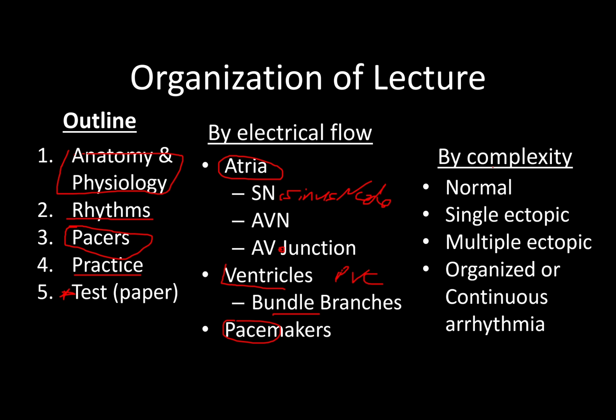Now, with the complexity part of it, within each of these electrical flow items, I'll talk about what's normal first, then I'll show you what happens when you have just a single inappropriate beat or ectopic beat. We'll talk about what happens when you have multiples of that, either that same ectopic beat or a varying type, depending on what scenario we're in. And then finally, what it looks like when you have a continuous organized arrhythmia, where that single ectopic beat has taken on a life of its own and becomes all that the patient is producing now, not just occasionally.